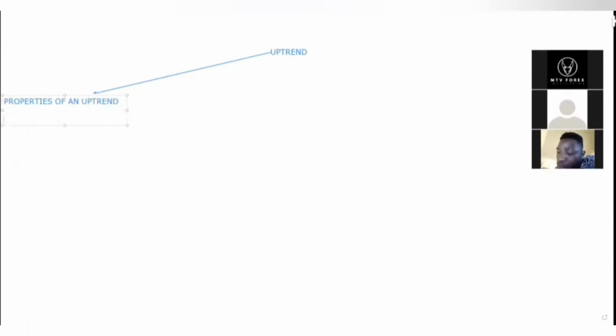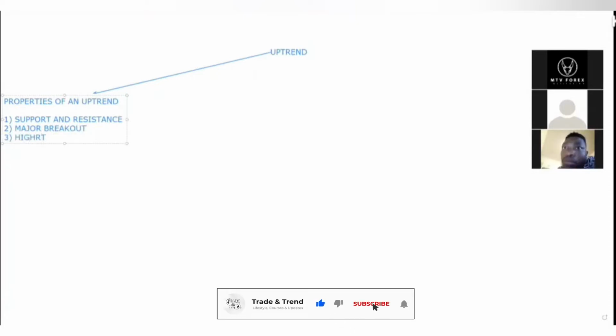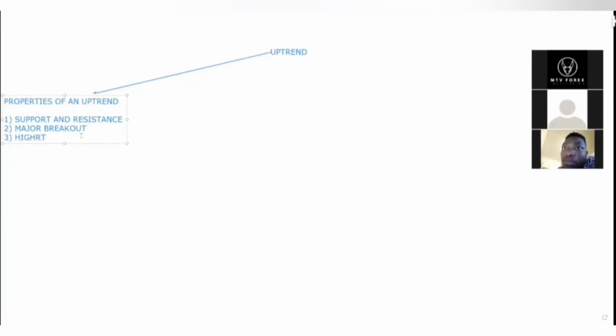The first property of an uptrend is that it has support and resistance. Number 2, an uptrend needs to have a major breakout. Number 3, an uptrend needs to have higher highs and higher lows.